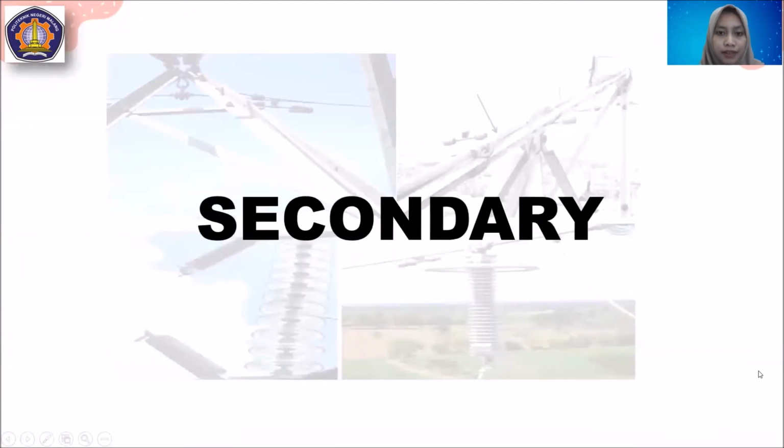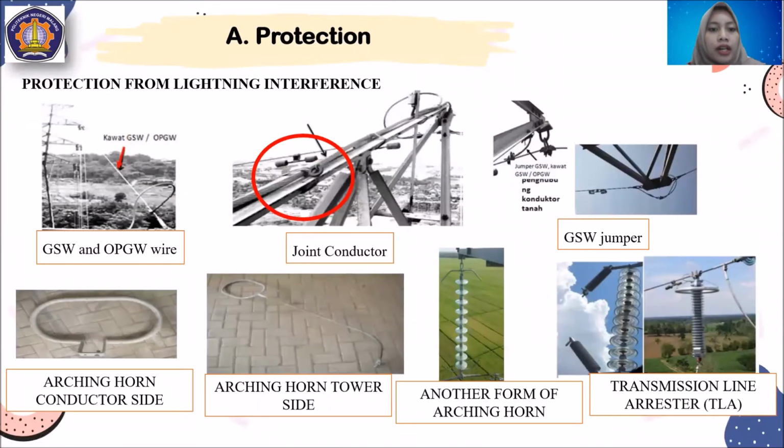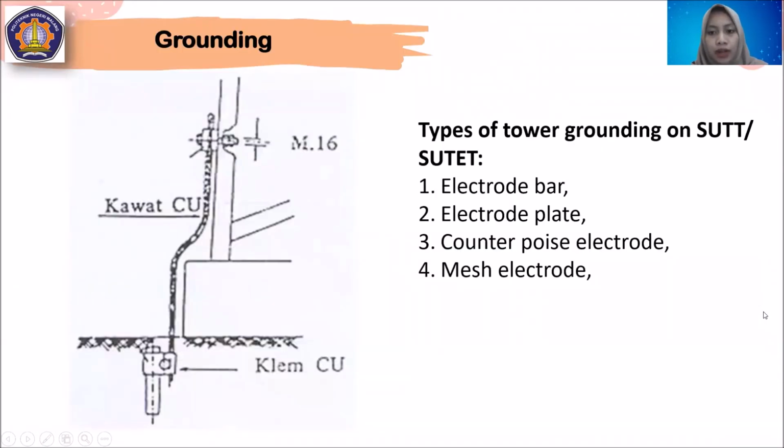And then subsystem secondary. A, protection. In the subsystem protection, there will be several divisions. The first is protection from lightning interference. There are GSW and OPGW wire, joint conductor, GSW jumper, arcing horn conductor side, arcing horn tower side, another form of arcing horn, and transmission line arrester or TLA. And then grounding, types of tower grounding on SUTT or SUTET.